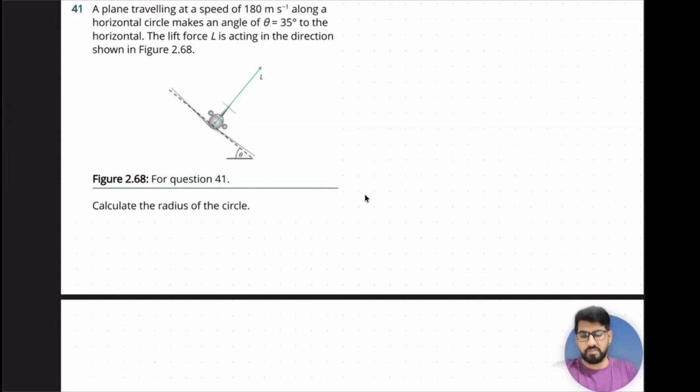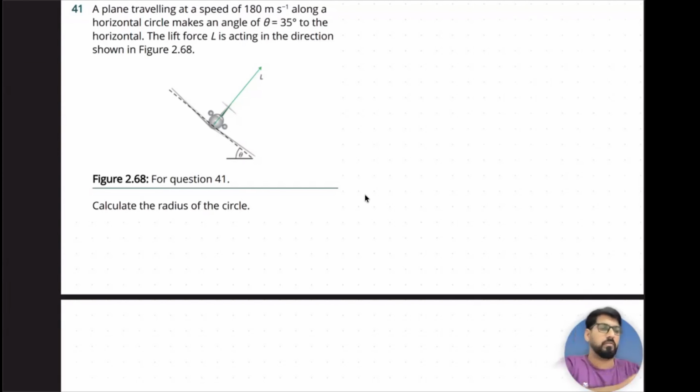Okay, so the question says that an aeroplane is traveling at a speed of 180 meter per second along a horizontal circle, making an angle of 35 degree to the horizontal. There is a lift force L acting in the direction shown. We need to find the radius of the circle in which it will move. So this is my plane, let us say, and it is making a horizontal circle like so. The lift force is acting perpendicular to it.